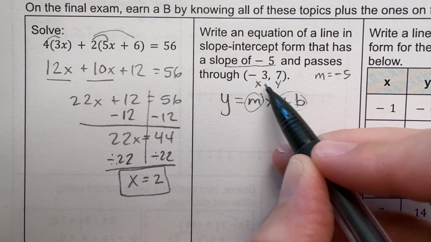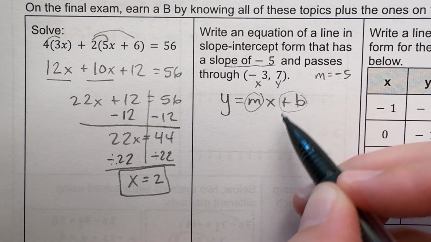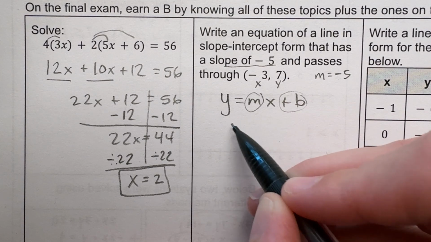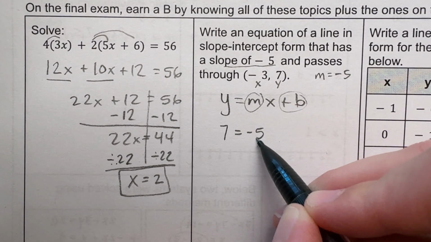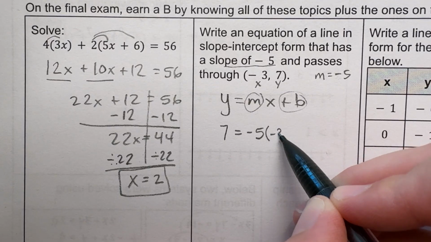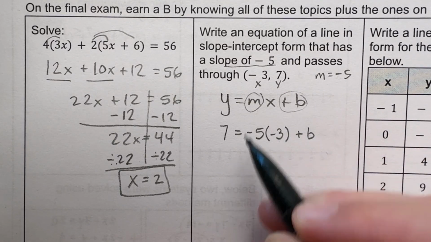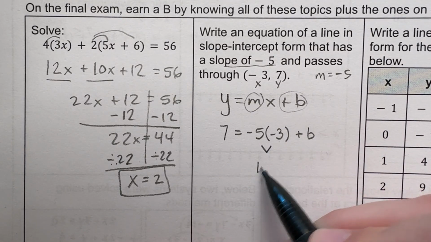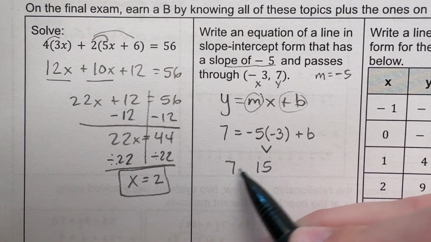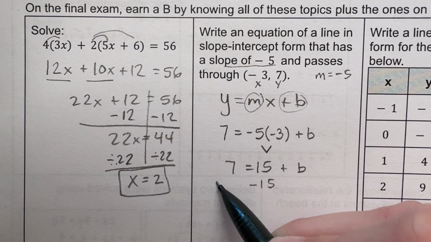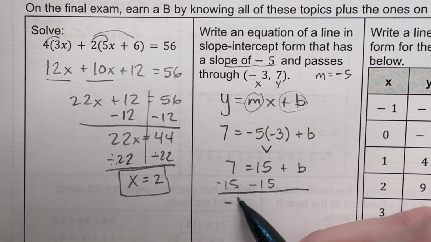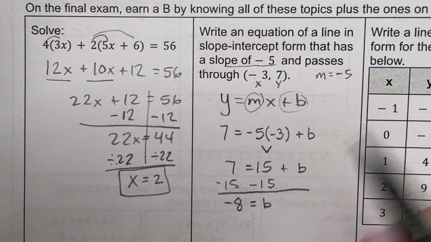And I don't have a b, but what I'm going to do is plug in the x and y I have in order to find the b. So my y value is 7 equals m times x plus b. So now I'm just going to solve for b. I want to know what b is. I'm doing this multiplication. In order to get b by itself, right now 15 is being added. So I get that b is -8.